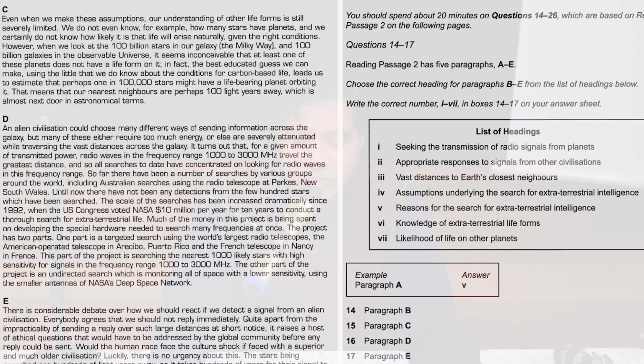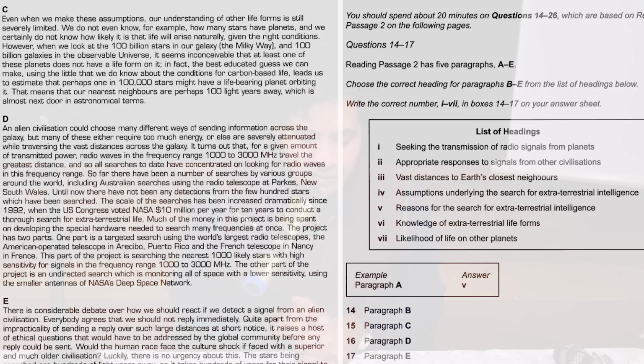Paragraph E. There is a considerable debate over how we should react if we detect the signal. You see, if we receive a signal from another planet, how should we react? We don't know their language, who they are. So how should we react to an alien civilization? In this paragraph, they will tell us all about it. Is that clear? Okay, now we go back to list of headings.